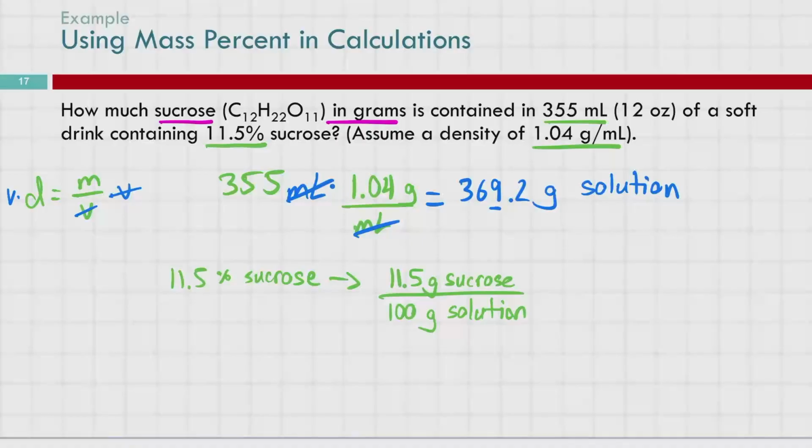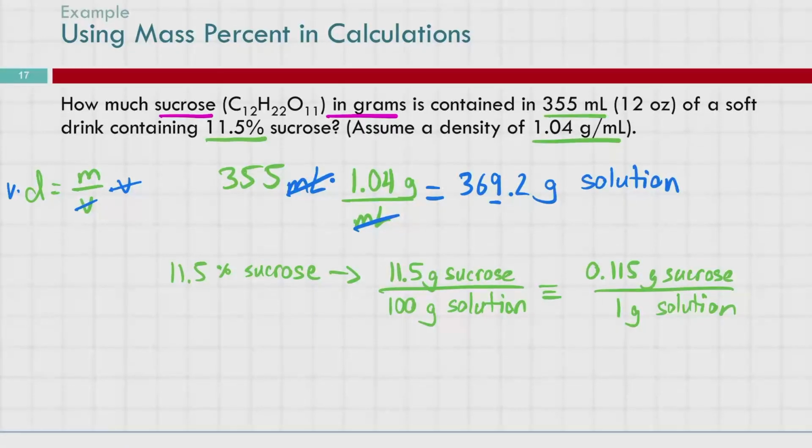If you're so inclined, you can also just simplify this: 0.115 grams sucrose over 1 gram solution. Those are exactly the same thing. You can use either one of them. My brain likes to just turn the percent into the decimal form, and then multiply that way. It doesn't matter. It's the same outcome. Okay, so we're taking our grams of solution. We're going to multiply by either one of these, grams of sucrose over grams solution.